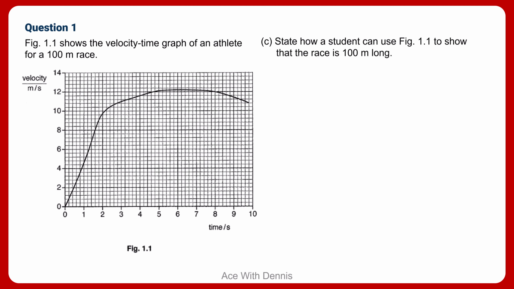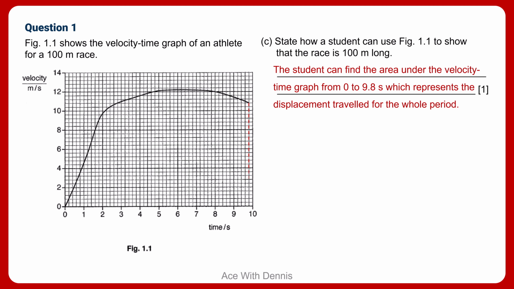C. State how a student can use figure 1.1 to show that the race is 100 meters long. 1 mark. Since this is a velocity time graph, to determine the distance traveled, we just need to find the area under the graph. Hence, to answer this question, the student can find the area under the velocity time graph from 0 to 9.8 seconds, which represents the displacement traveled for the whole period.